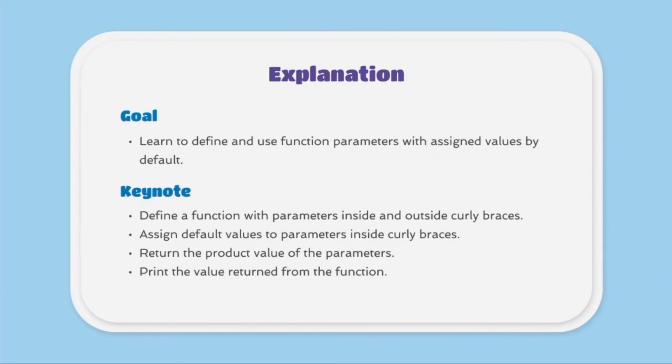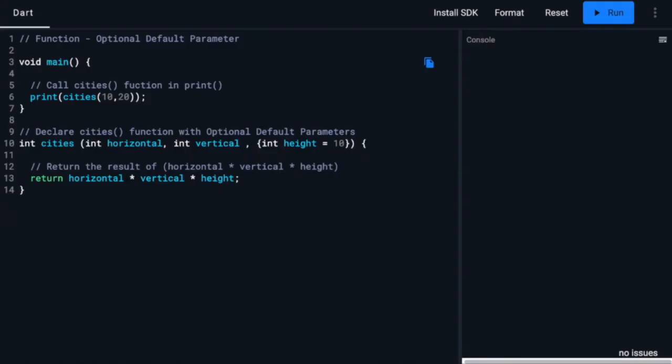Now, let's begin. In this lesson, we are going to learn how to handle optional default parameters. Previously, we learned how to use positional parameters and optional name parameters. In optional name parameters, you don't have to define all parameters as arguments unless you use it.